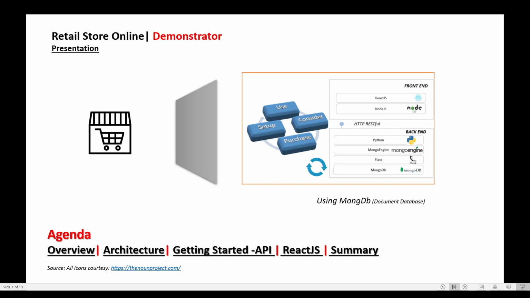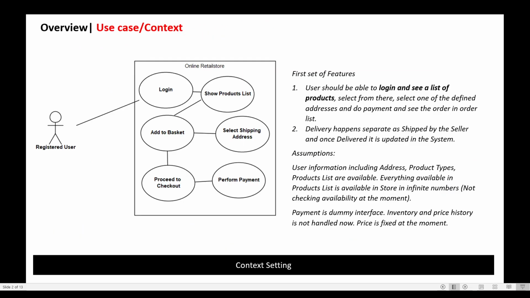We will have this demonstrator. Just to set the context, we are looking at an online retail store, a minimal one with a login. Then it shows the products list. Then you can add the products, select them and add them to the basket. Identify the shipping address you want the products to be sent. Proceed to checkout and perform payment.